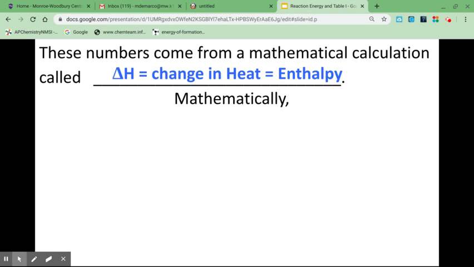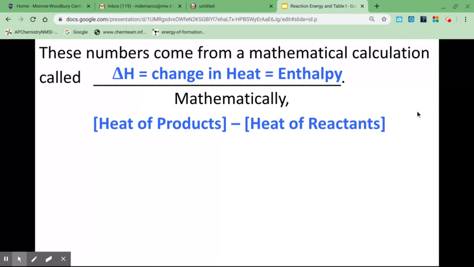But delta means change, H means heat. It's a change in heat. So there must be some mathematical representation, and there is. When we calculate delta H, what we're actually doing is taking the heat of the products total and subtracting it by the heat of the reactants total. That gives us our overall delta H of the reaction.